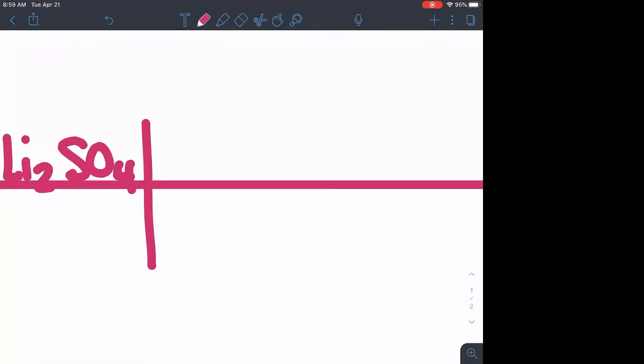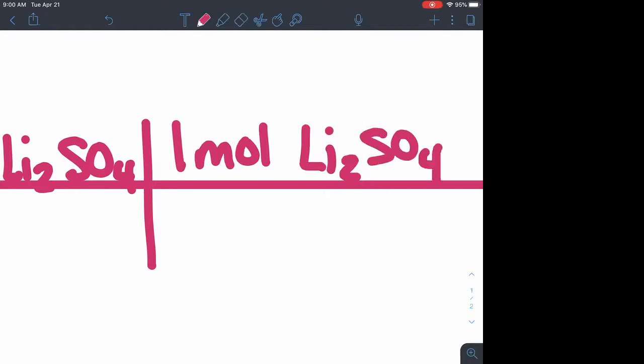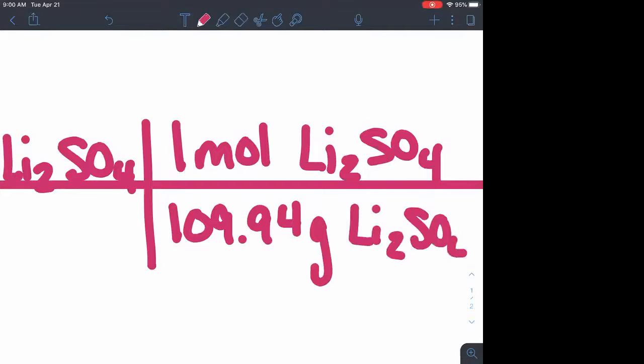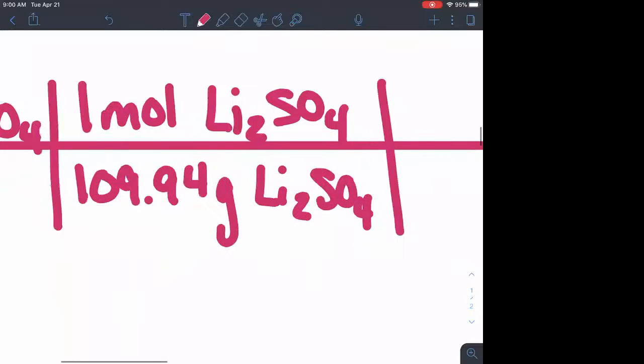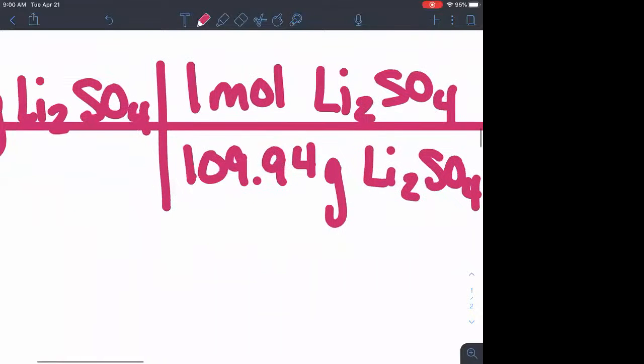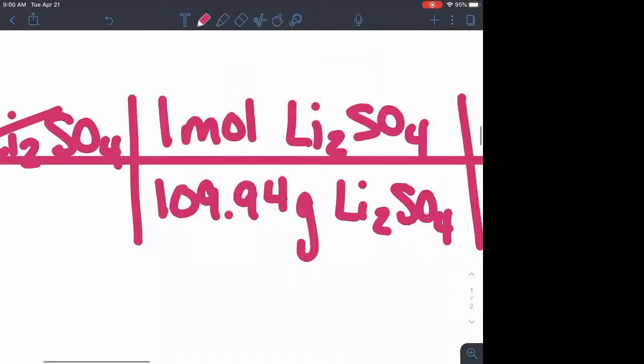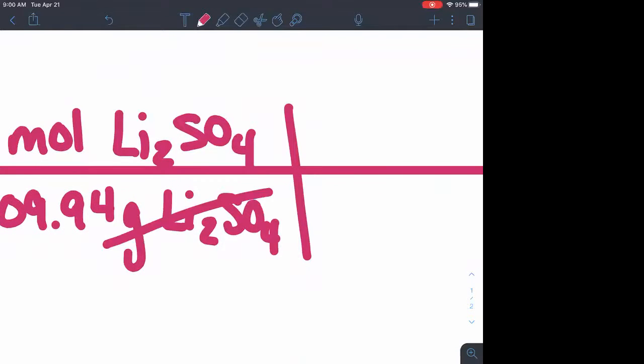We know the molar mass is always equal to 1 mole of that compound. So if we use our periodic table to find that molar mass, we'll find out that it's 109.94 grams of lithium sulfate is equal to that 1 mole of lithium sulfate. That means those grams of lithium sulfate have canceled because we have them on top and then on the bottom, and now we're in moles of lithium sulfate.